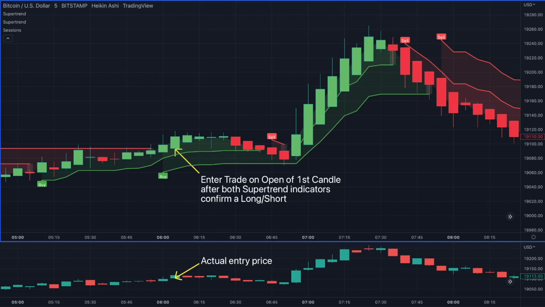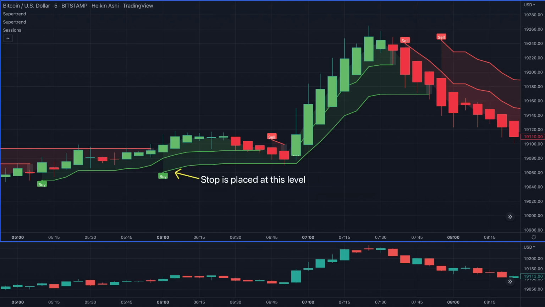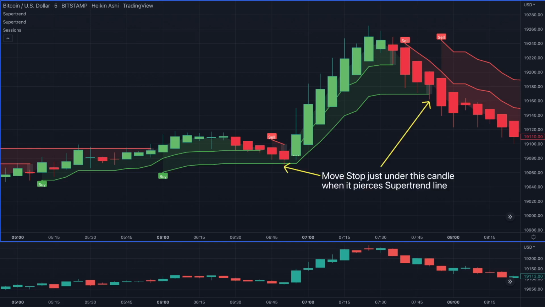To trade this strategy, I simply enter a long or short trade on the open of the first candle following a confirmation of both Supertrend indicators signaling the same direction. My stop is placed at the lower Supertrend level for a long, and of course at the higher Supertrend level when taking a short trade. As mentioned before, as the price moves, when you see a candle pierce the Supertrend indicator, I move my stop to just below the candle as soon as the next bar starts forming.